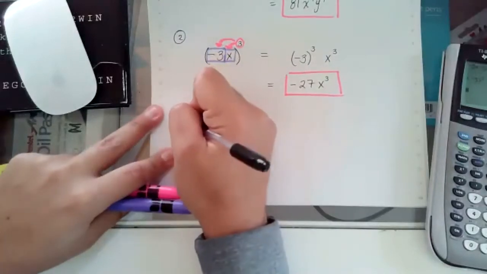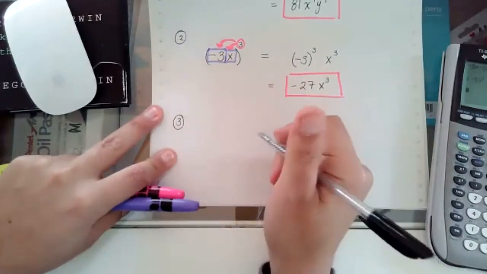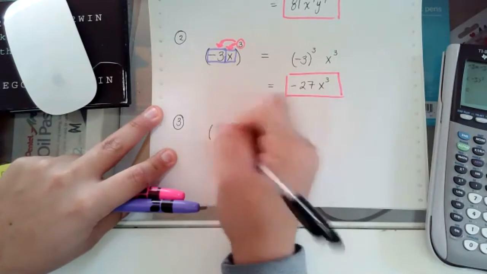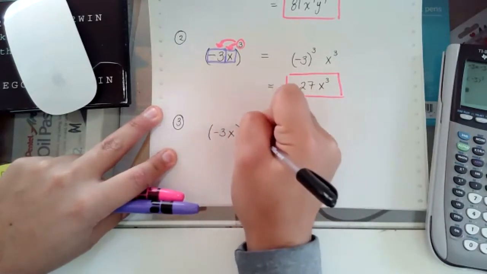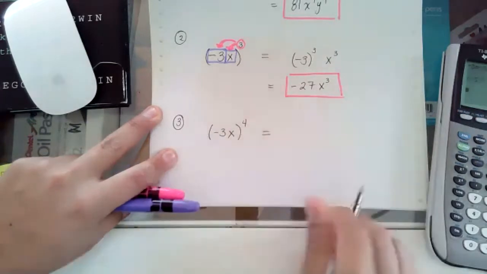Okay, class, okay. What about negative 3x to the 4th power? What should that be?